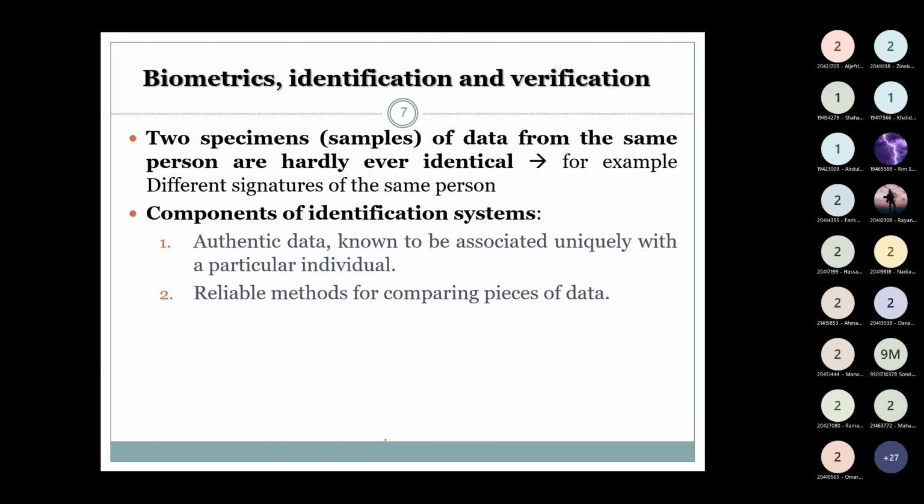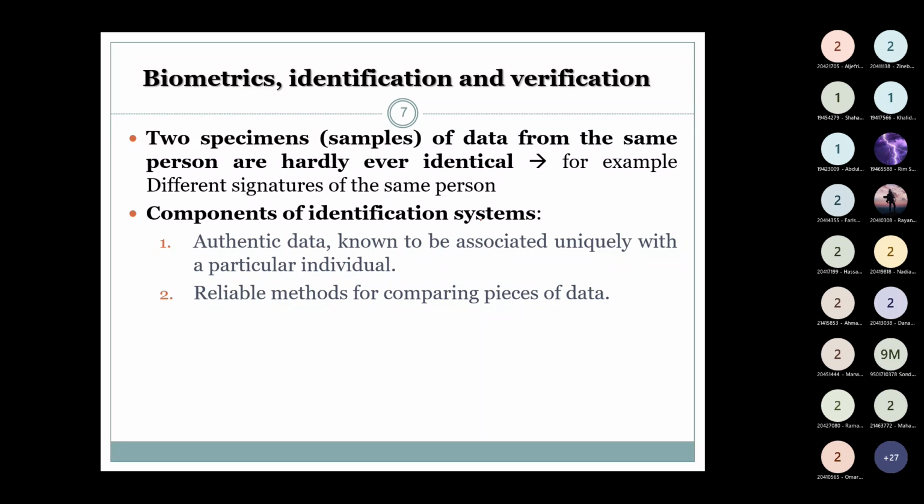Now, there are two specimens, samples of data from the same person, that are hardly ever identical. For example, different signatures of the same person. In this case, we have a problem or issue identifying the right person.